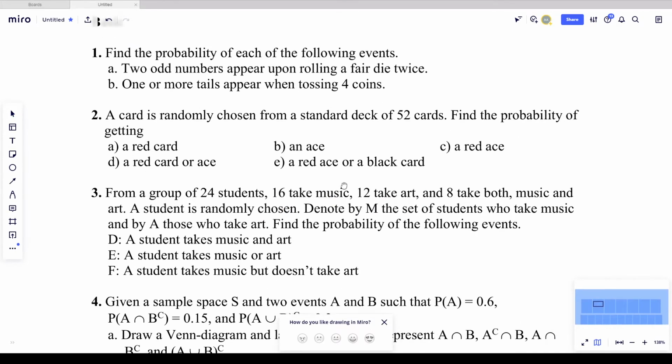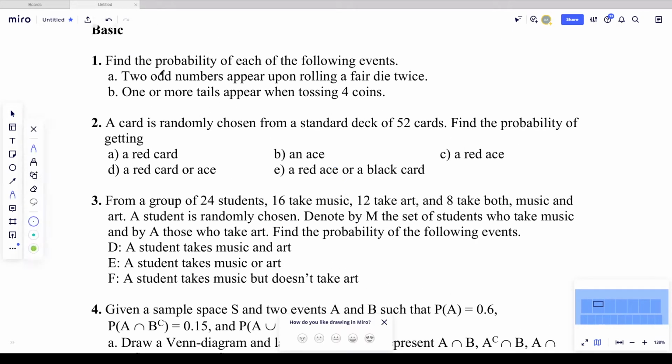This one always gets me because I don't play this card game specifically, but what you need to know is that there are 26 red cards, there are 26 black cards, there are 4 aces in the entire set of 52 cards. 4 of those aces can either be a red ace, 2 of those, and 2 of those can be a black ace.